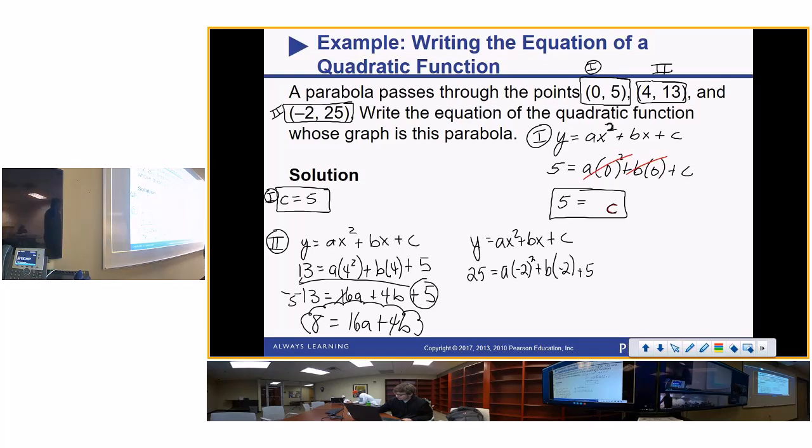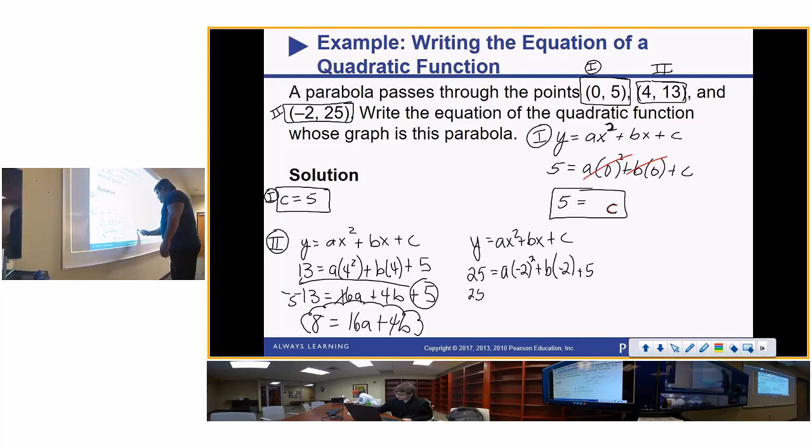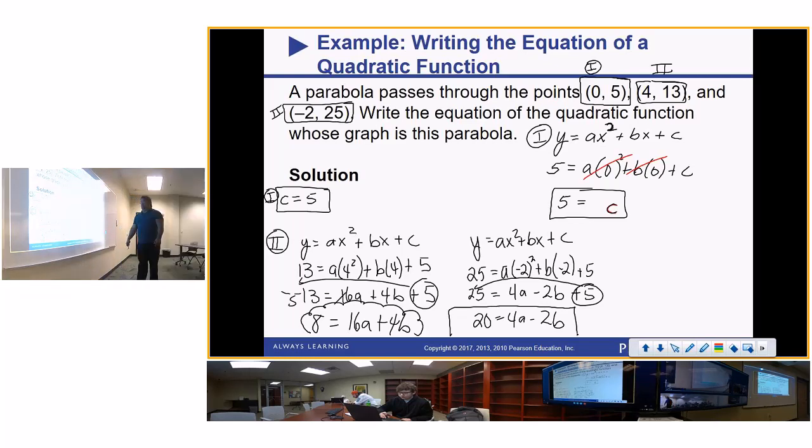And now 25 is equal to 4A minus 2B plus 5. And that 5 comes across the river. 20 is equal to 4A minus 2B. And now you have your two equations to use for elimination.